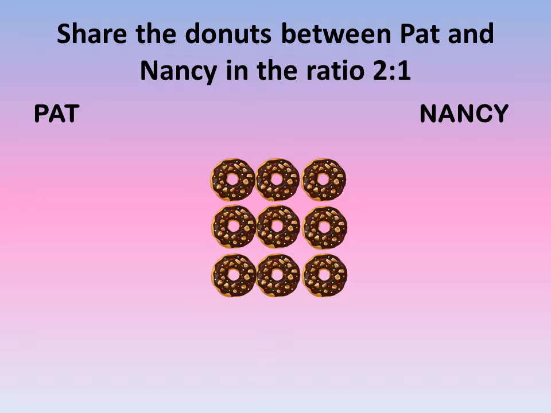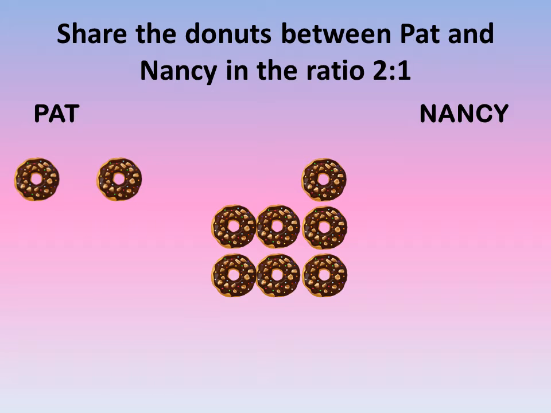Alright, so we're presented with a problem. We are to share the donuts between Pat and Nancy in the ratio 2 to 1. So remember, we use ratios when we're talking about parts. In other words, Pat should get 2 equal parts and Nancy should get 1 equal part. This is saying for every 2 donuts Pat gets, Nancy should get 1. So let us see how we would do such a problem.